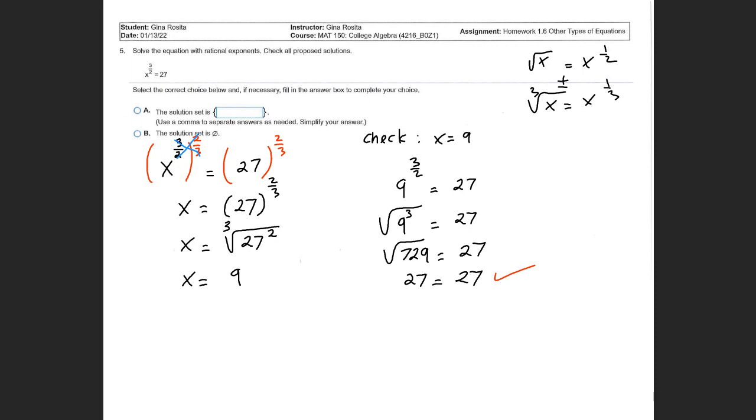Just write down here, x equals 9. Now go to the next one.